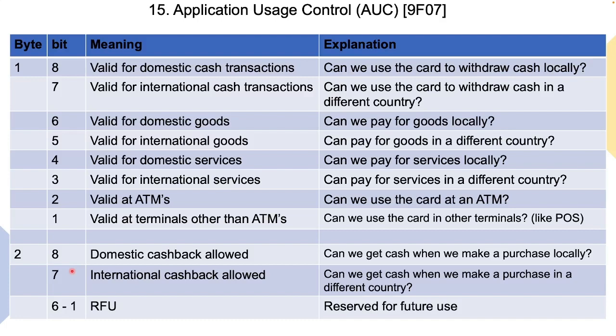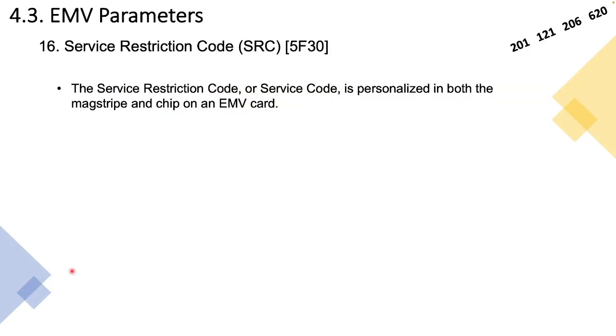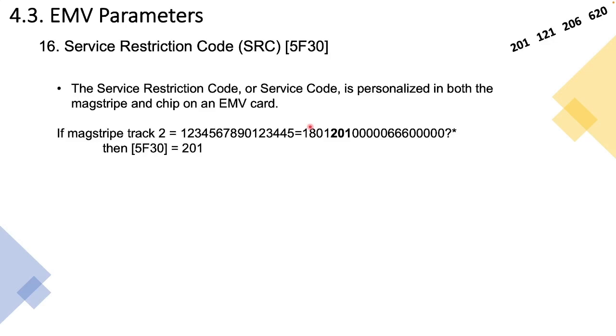Okay. Let's go on to the next one, service restriction code. Service restriction code, or SRC, or service code, is personalized on the chip itself as tag 5F30. Okay. Point to note, it is personalized both within the chip, so on the application on the chip, as well as on the mag stripe. Now, historically, the service restriction code played a very important role in the mag stripe world. It's not so important anymore in the chip world, but it is a standard and it is best practice to ensure that there is alignment between what's on the mag stripe and what's on the chip.